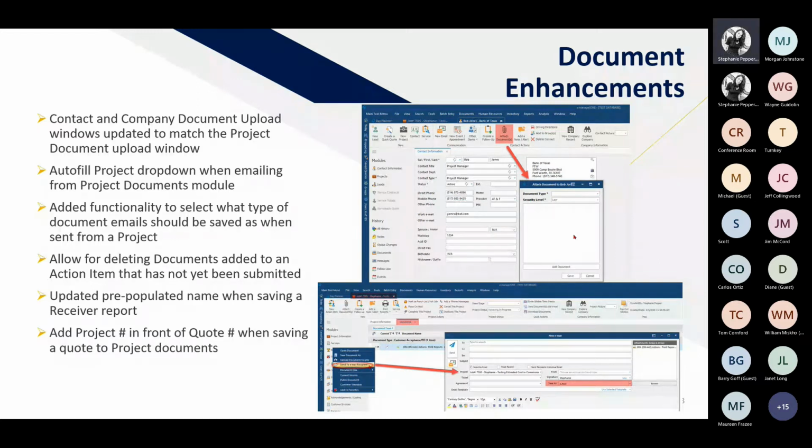We did also make an adjustment on the quote document when you go to save a quote to your project documents from within the quote window. It actually will add the project number in front of the quote number now. We saw some dealers just doing that. So we found that it doesn't hurt just to add that in so that you guys don't have to do that any longer if you felt that that was necessary.